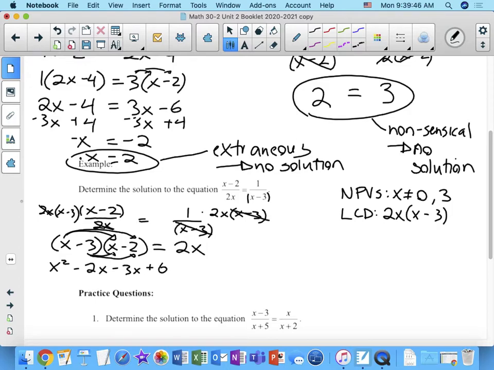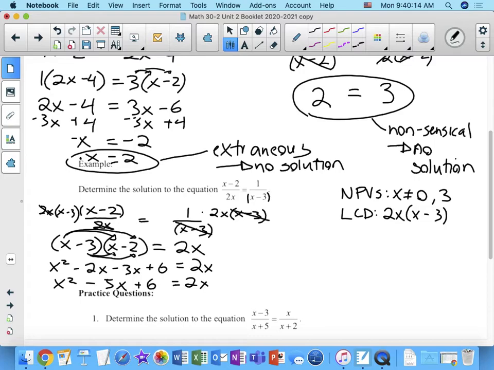Okay, and that equals 2x. Okay, and now, yeah, I would combine like terms, right? So the negative 2x minus 3x, those are like. So I can go x squared, and then negative 2 minus 3, it's negative 5, so minus 5x plus 6 equals 2x.